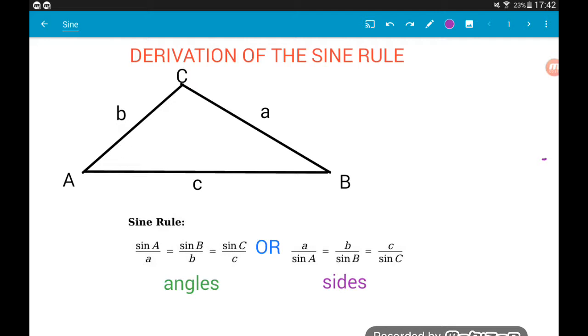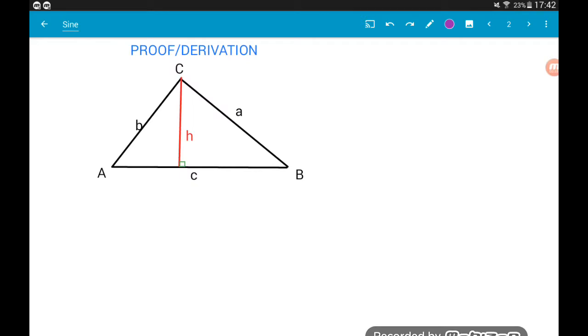The form on the left is ideal for finding angles, and the one on the right is more useful to find side lengths. Doesn't matter which form you use at all. It just cuts down on the algebra a little bit if the one you're looking for sits on top of a fraction. So let's have a cheeky little look at how to derive it.